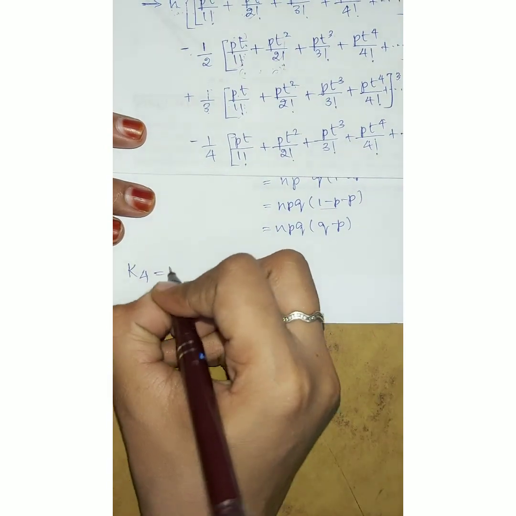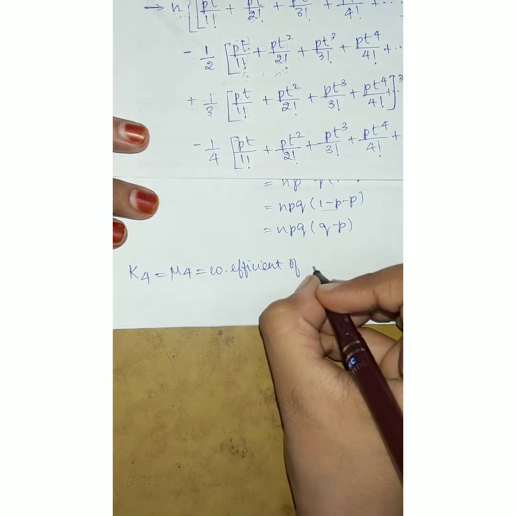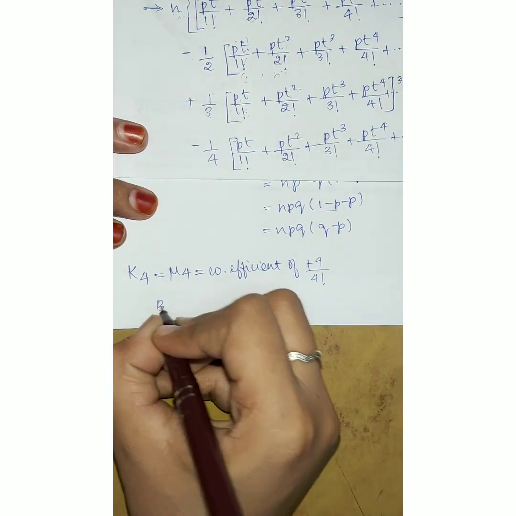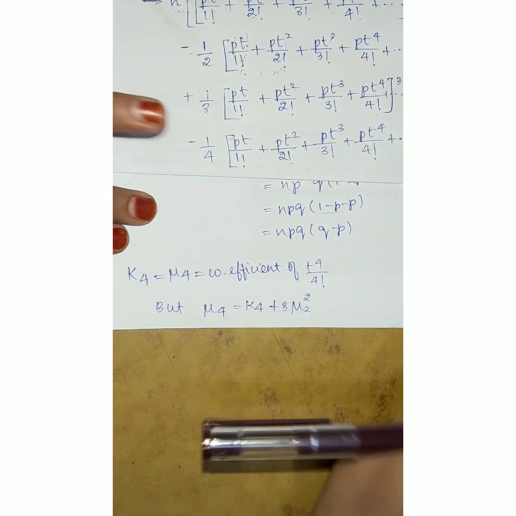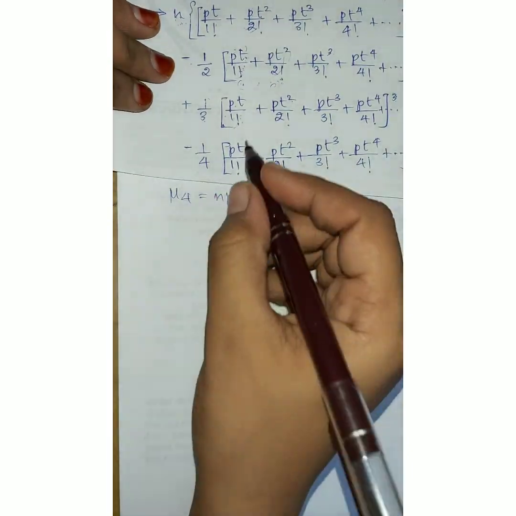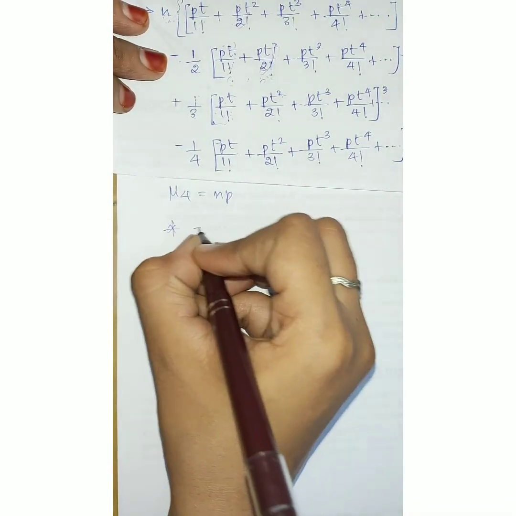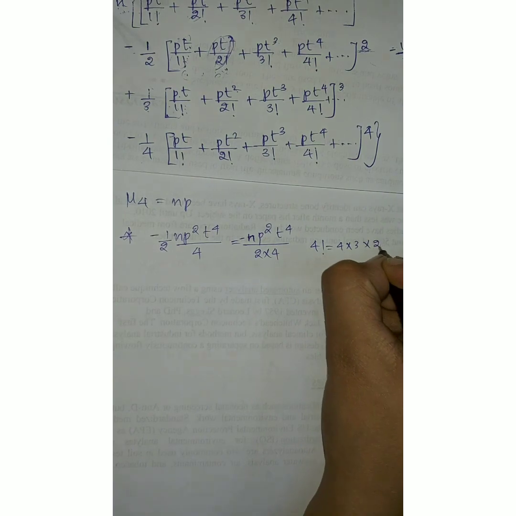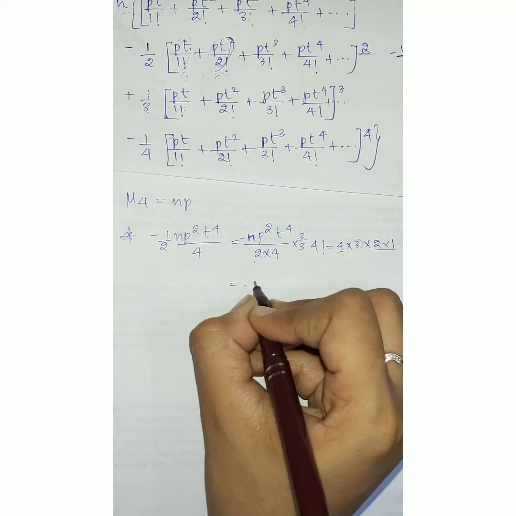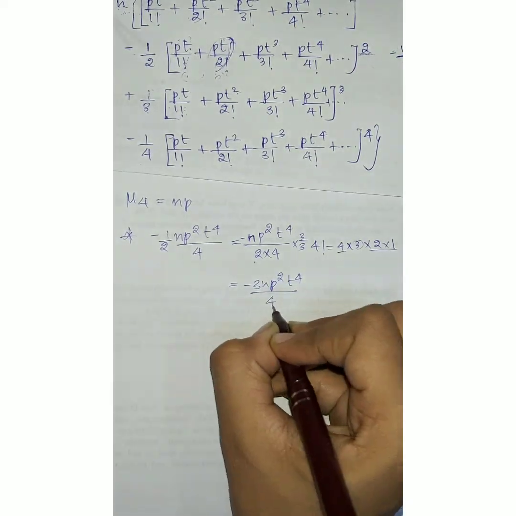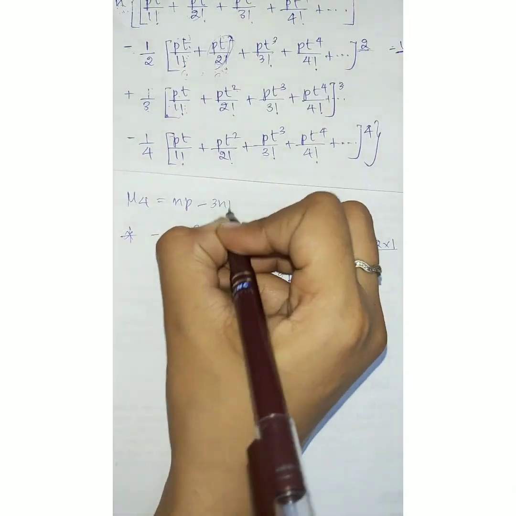Now mu 4 is equal to k4, that is nothing but the coefficient of t power 4 by 4 factorial. But mu 4 is equal to k4 plus 3 mu 2 power 2. From the first term, taking np as usual, then taking pt square by 2 factorial, as 2 gets inside it becomes t power 4. But 4 factorial is equal to 4 into 3 into 2 into 1. We have 4 into 2. So 3 is missing. Multiplying and dividing by 3, we get minus 3np square t power 4 by 4 factorial. That is equal to minus 3np square.